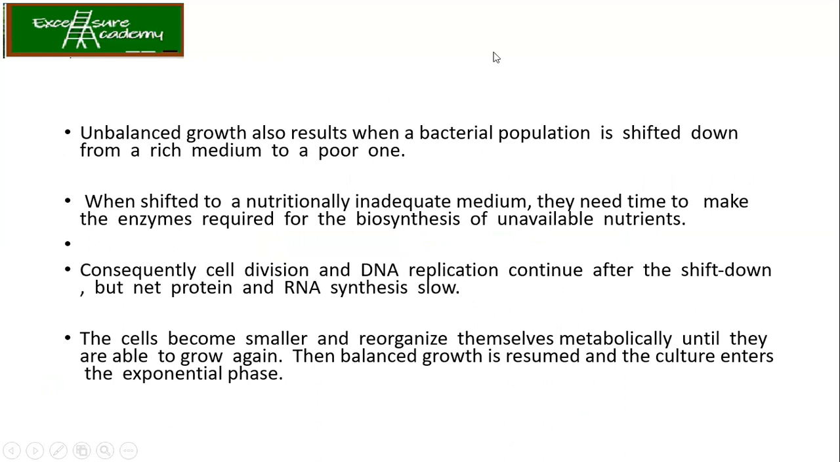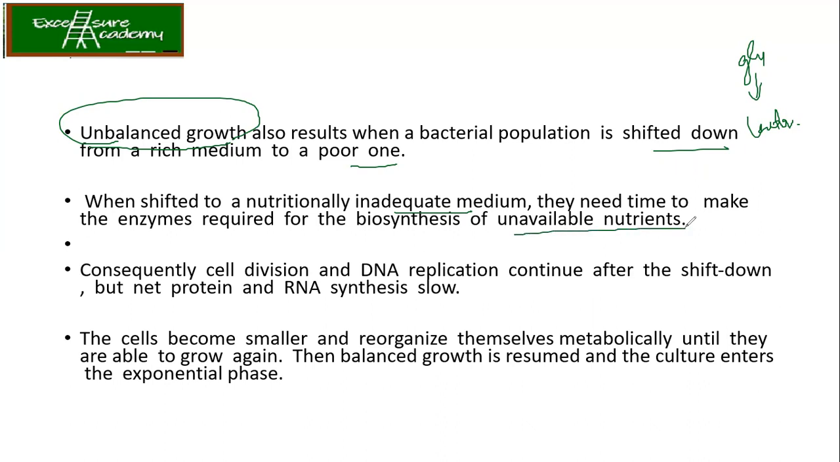Now coming to the unbalanced growth. So it is also a part of your exponential phase only. So unbalanced growth results when the bacterial population is shifted down from a rich medium to a poor medium. ये क्या होगा? For example, glucose से lactose में हमने डाल दिया, ठीक है? Now when shifted to a nutritionally inadequate medium, they need time to make the enzymes required for the biosynthesis of unavailable nutrients. It means sometimes what happens, the amino acids are there. For example, every bacteria is not able to synthesize the histidine, right? So they take it from the nutrient broth or nutrient media.